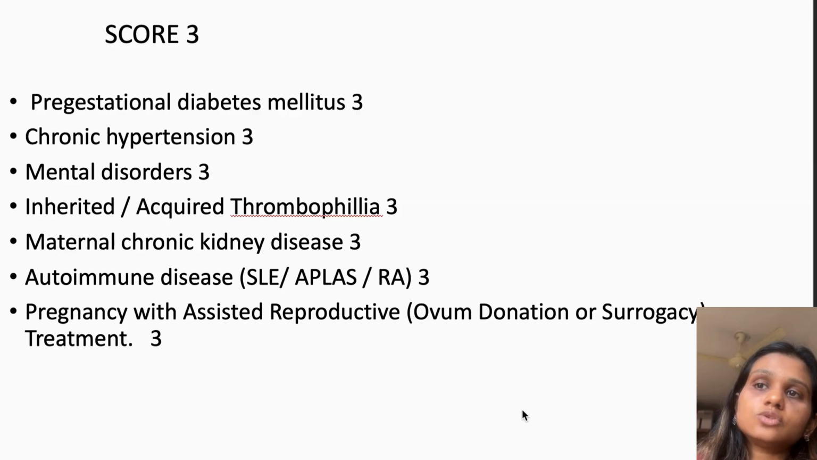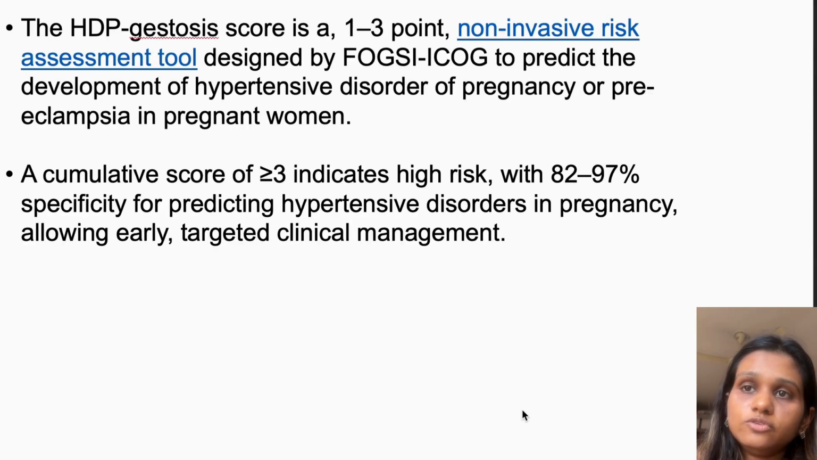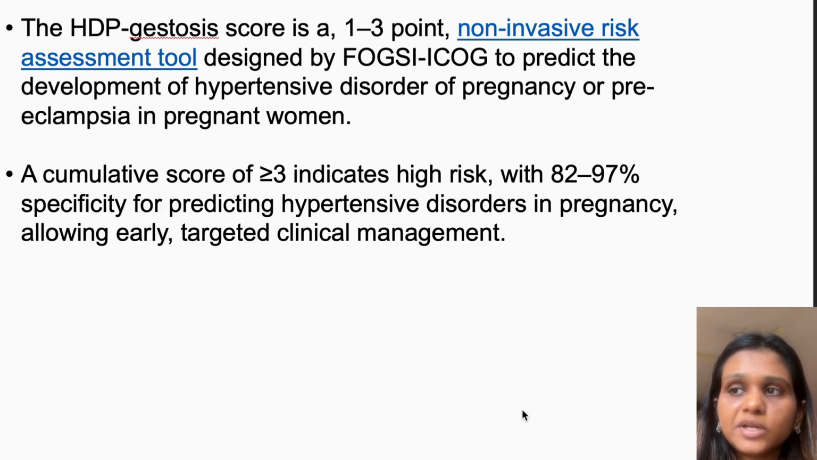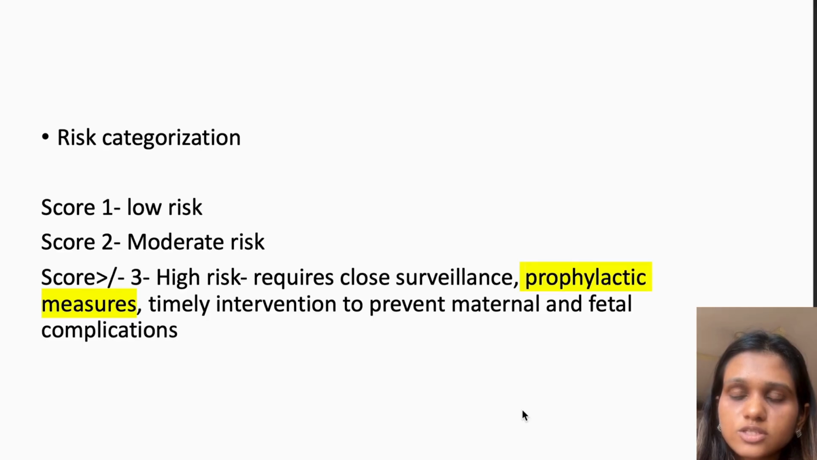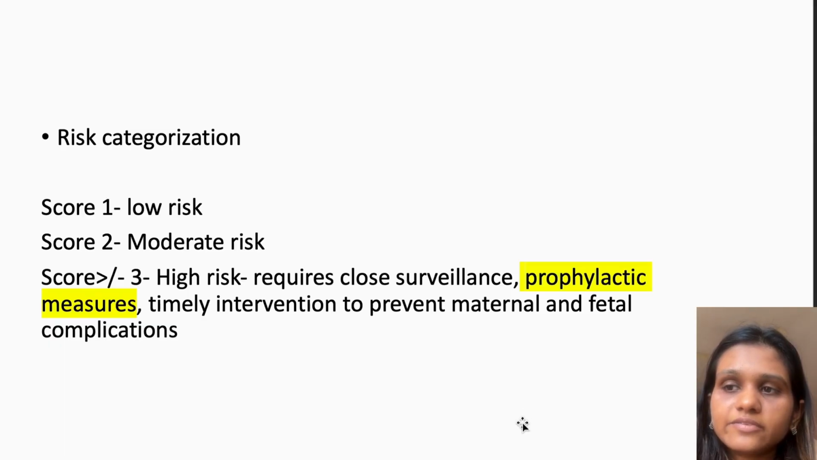Now see, the HDP gestosis score is a 1 to 3 point non-invasive risk assessment tool designed by FOGSI to predict the development of hypertensive disorder of pregnancy or preeclampsia in pregnant women. A cumulative score of 3 or more indicates high risk, with 80 to 97% specificity for predicting hypertensive disorder. This helps in early and targeted clinical management. So how is risk categorization done? A score of 1 is low risk, a score of 2 is moderate, and 3 or more is stratified as high risk. High risk patients require close surveillance, prophylactic measures, and timely intervention to prevent maternal and fetal complications.